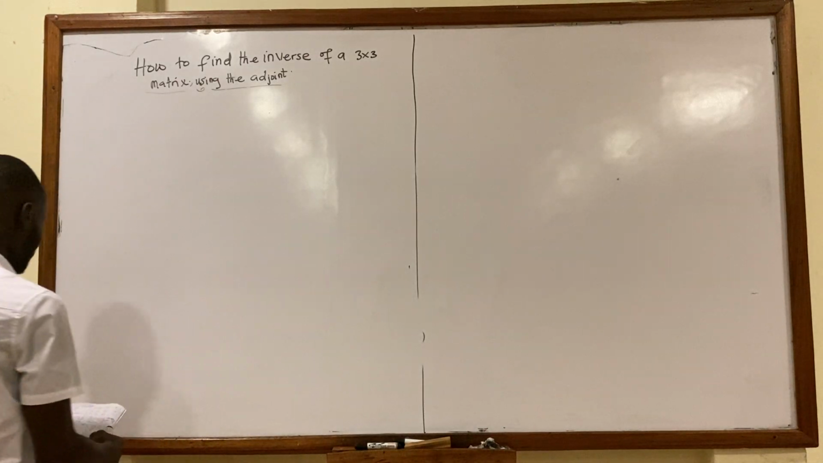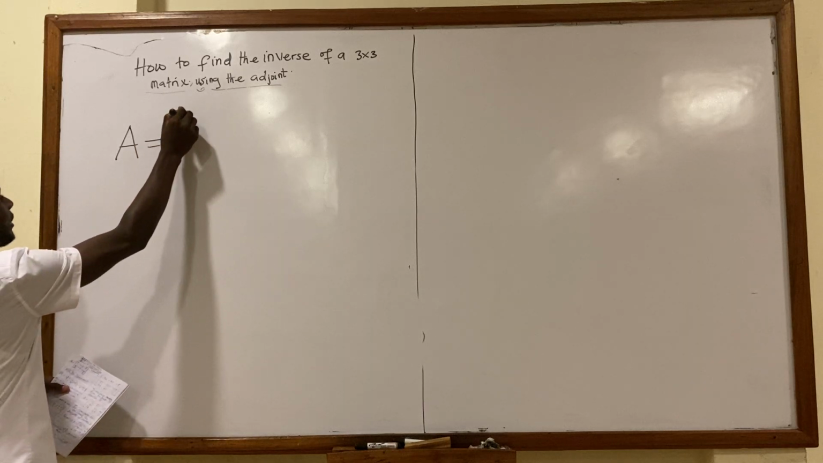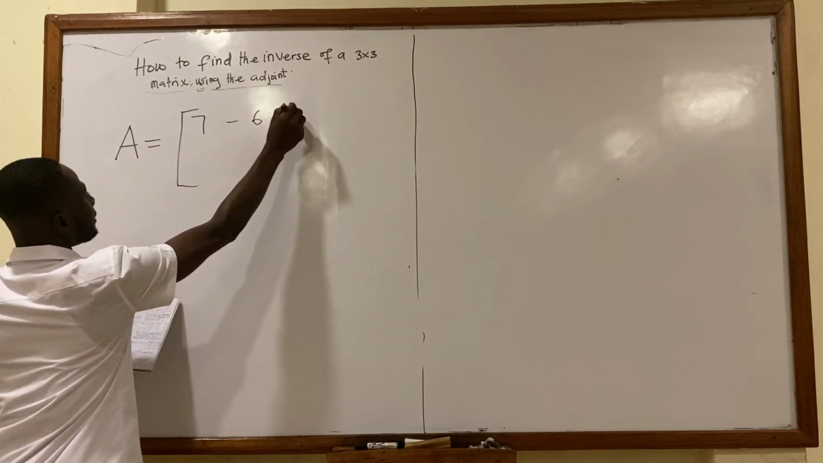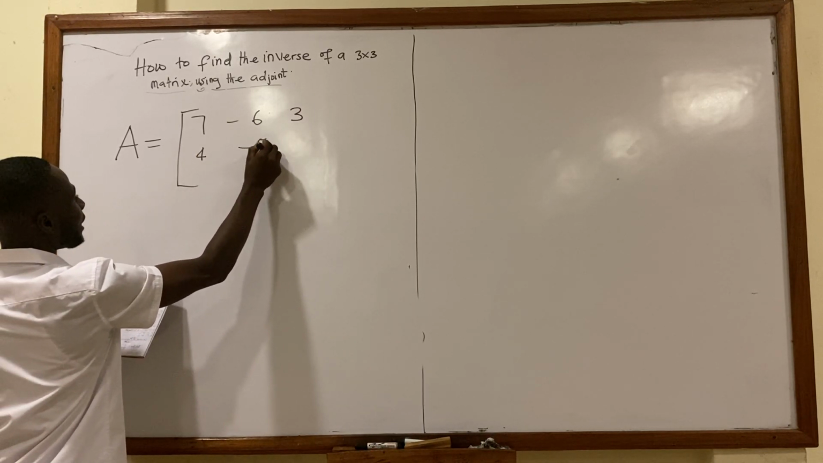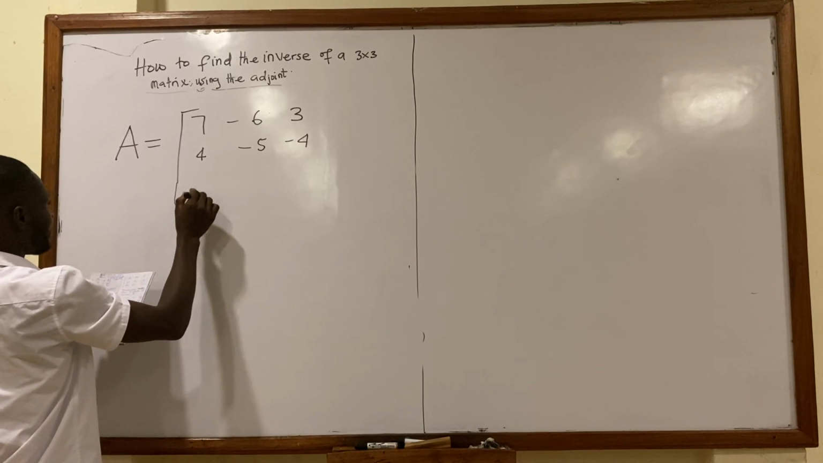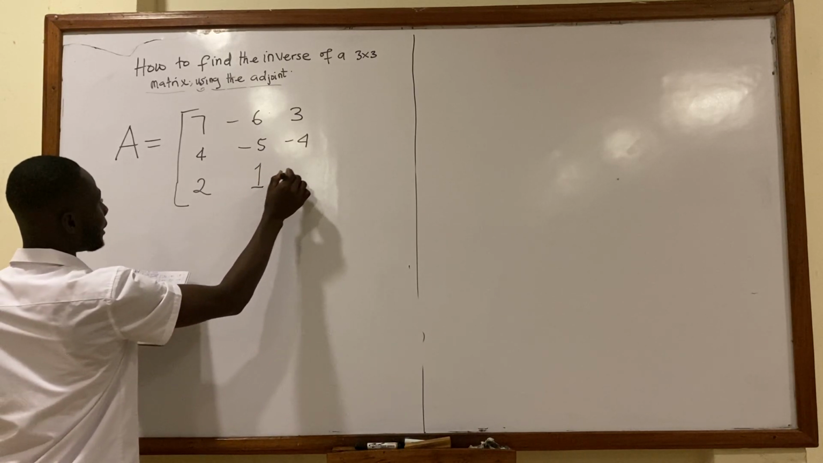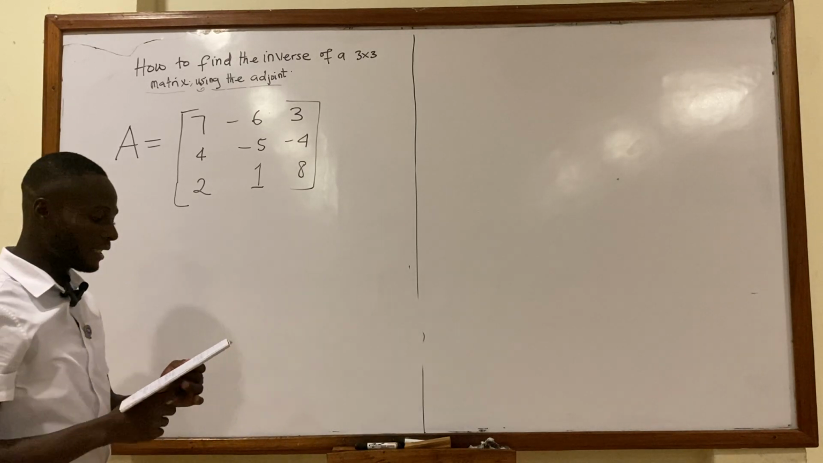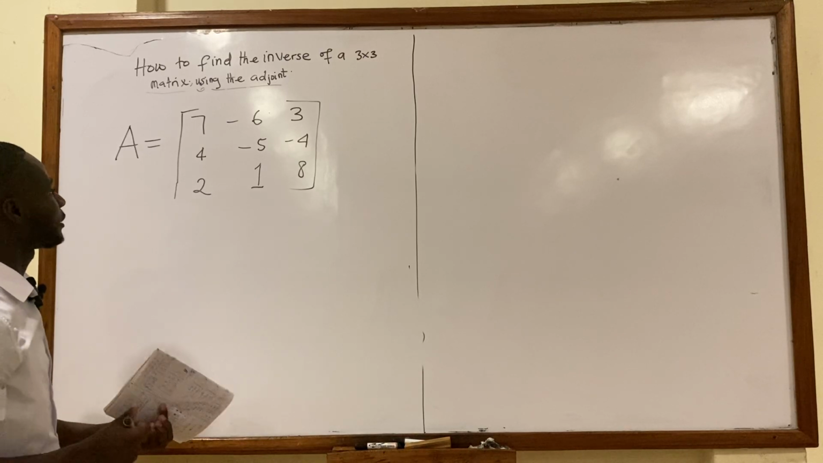Now, let's say we have this matrix A, giving us 7, 6, 3, 4, 5, 4, 2, 1, and 8. And we have to find the inverse of this matrix A using the adjoint.